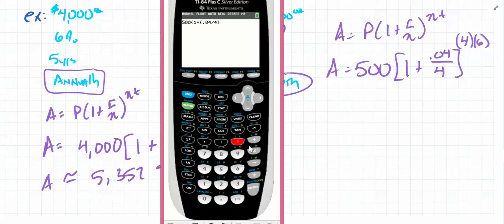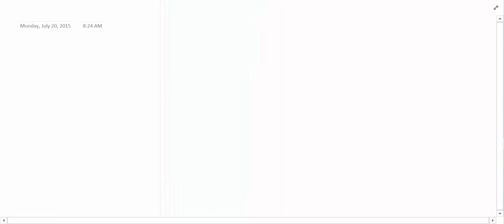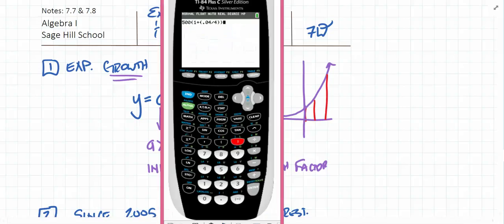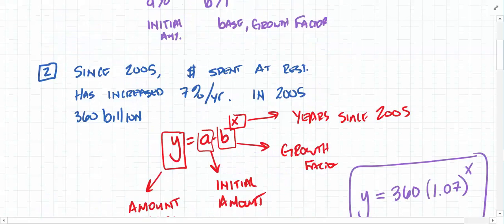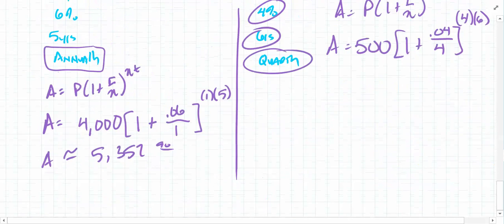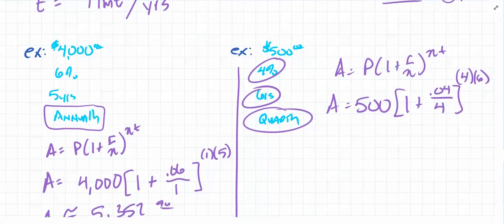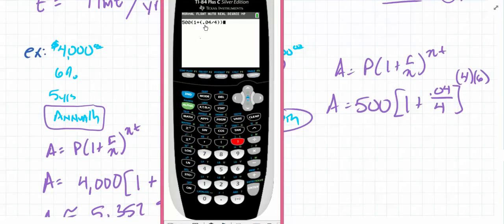Hold on one second, it went away from me. Sometimes it jitters away. Okay, I'm back in business. Now notice that the 0.04 divided by 4 is in its own set of parentheses. Then you go caret, and then I can do 6 times 4 in my head, that's 24. Now that I've entered it correctly, I ended up with 634.88.